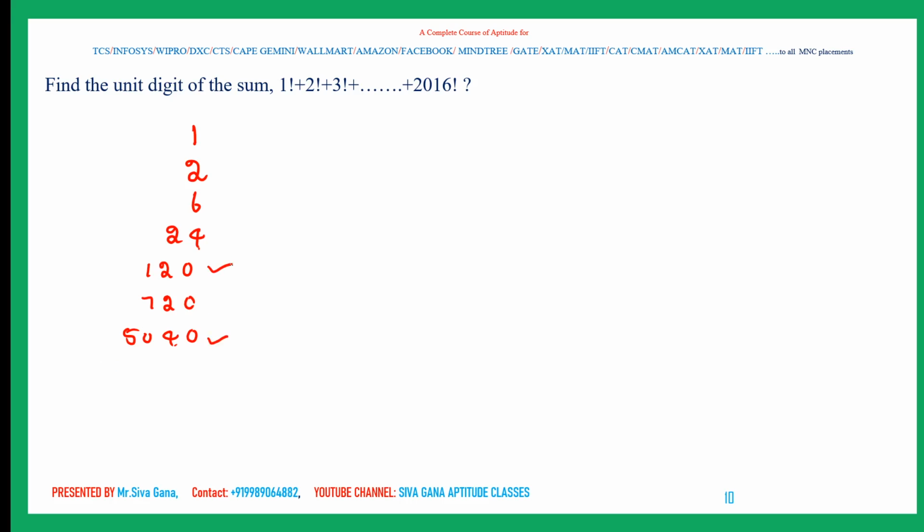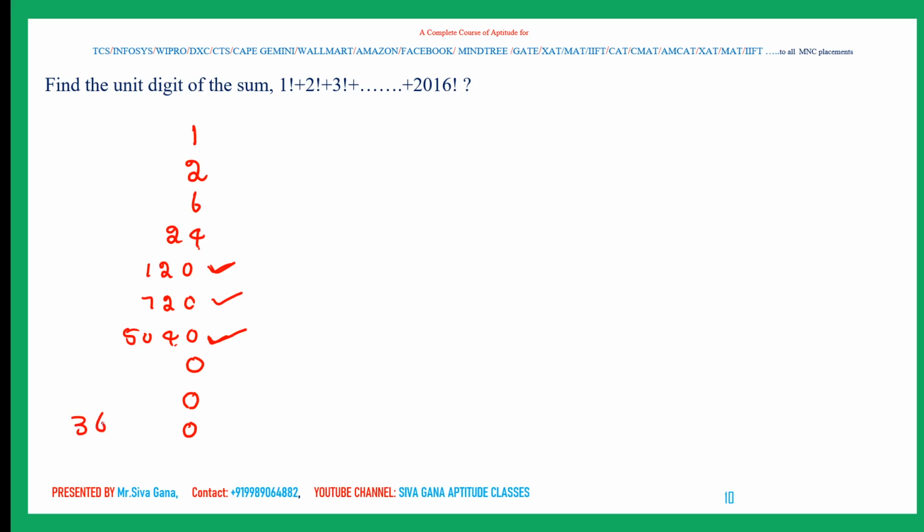From 5 factorial onwards, the unit digit is 0. 6 factorial unit digit is 0. 7 factorial unit digit is 0. Similarly, 8 factorial unit digit is 0. Similarly, for 9 factorial unit digit is 0. Similarly, for 10 factorial unit digit is 0.